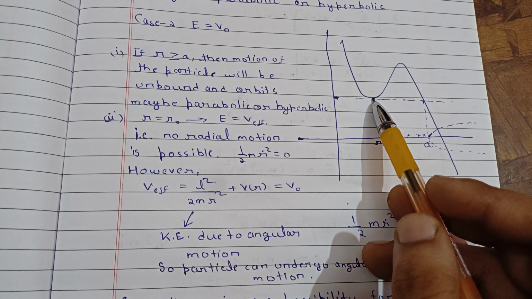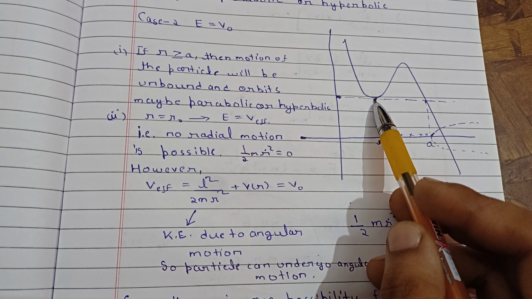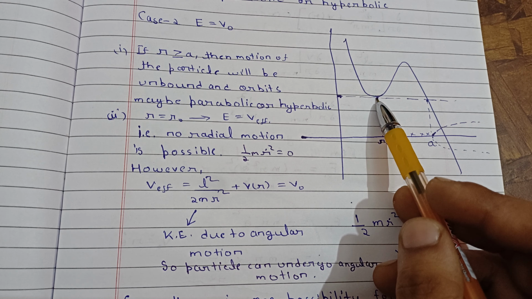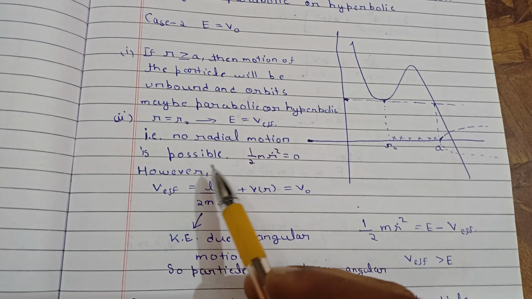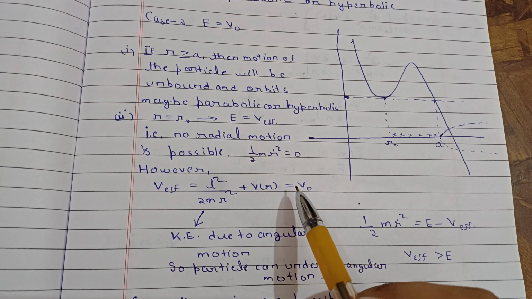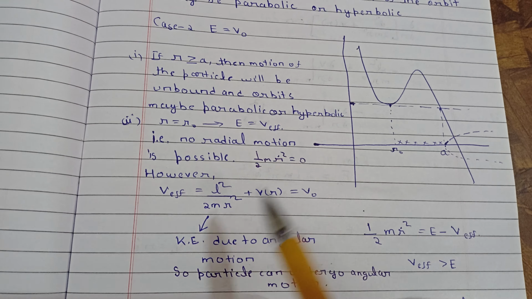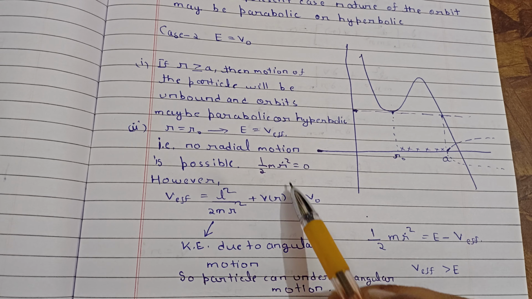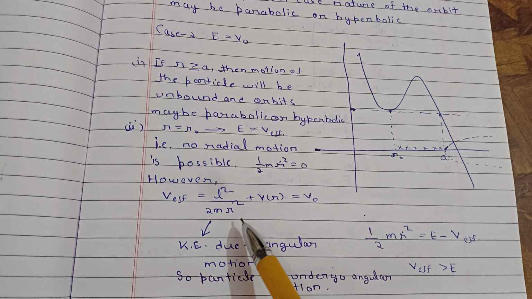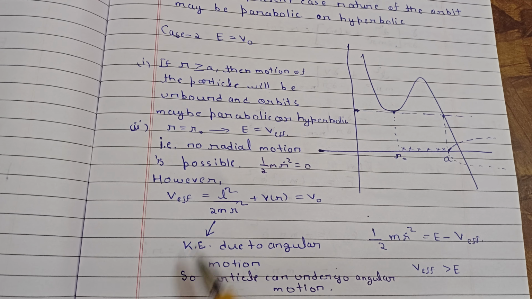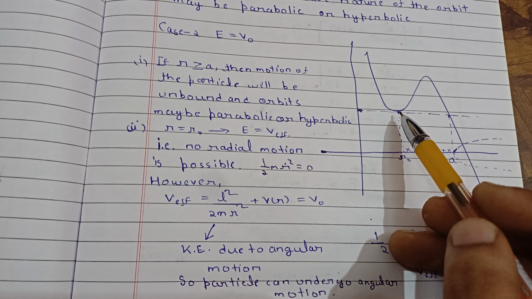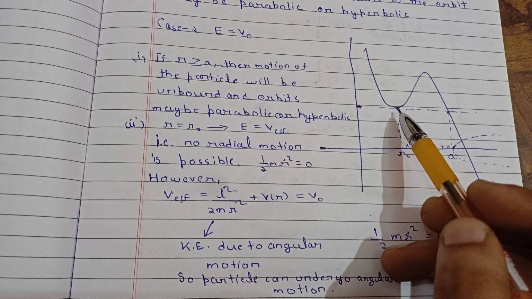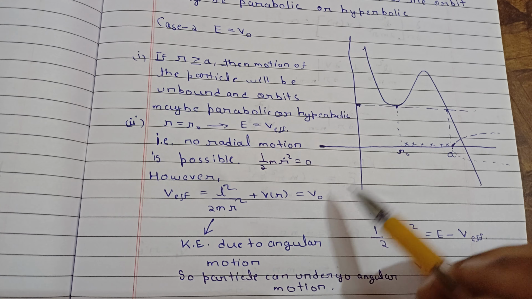At this point, E will be equal to V effective. So again this radial component will be 0, but V effective will be equal to V naught. Okay, total energy will be equal to this, and we will see that there will be kinetic energy due to this angular motion, because at this point V effective equals total energy, the kinetic energy along the radial component is 0. And that V effective contains the angular kinetic energy term.